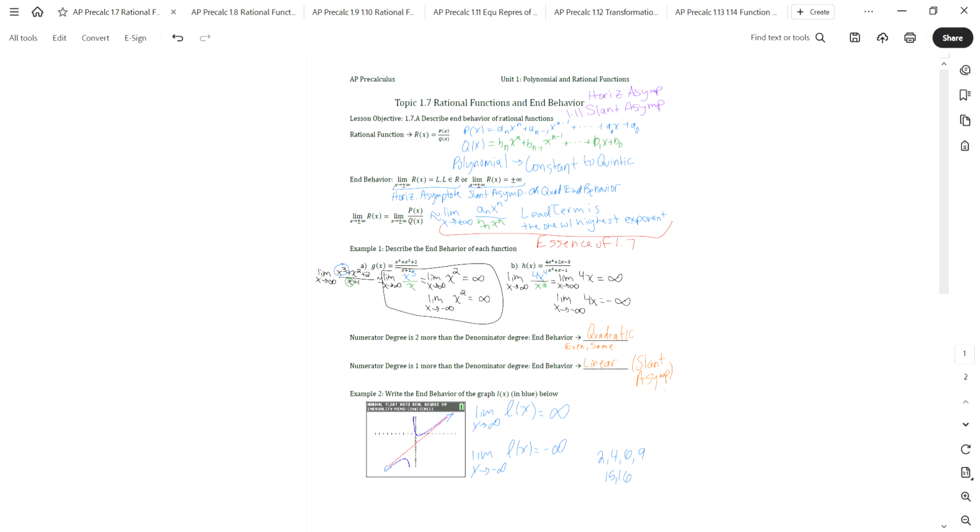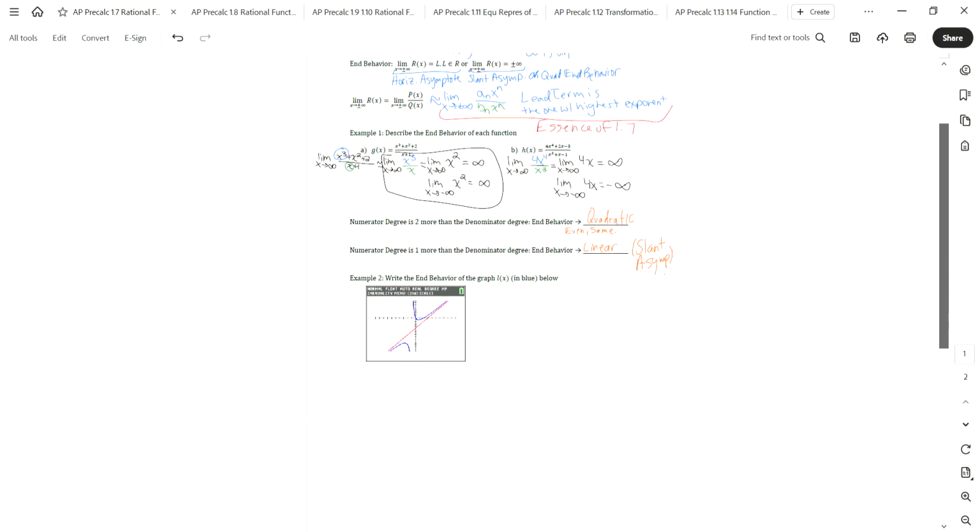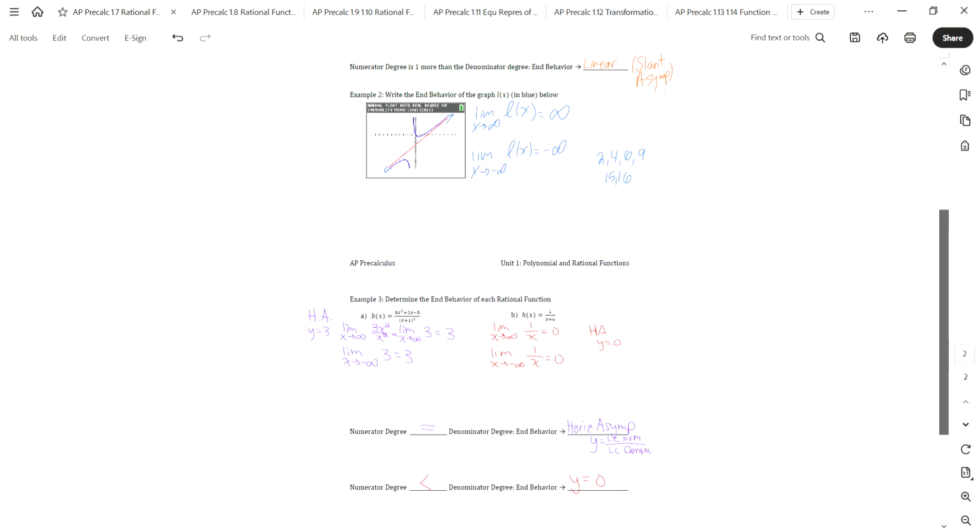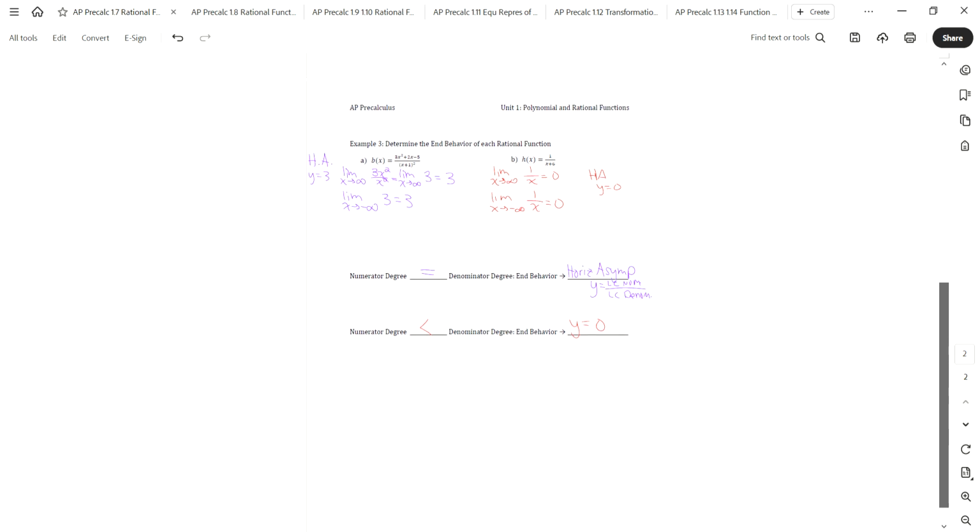Noticing that the difference of the degrees will tell you what type of end behavior you're going to have. If the numerator degree was 2 more than the denominator, you got a quadratic. If the numerator degree was 1 more than the denominator degree, you got a linear, right? See right there, slant asymptote. In this lesson, we didn't find what the slant asymptote was, but we saw it was connected later on. And then we practiced finding the end behavior using that limit notation.